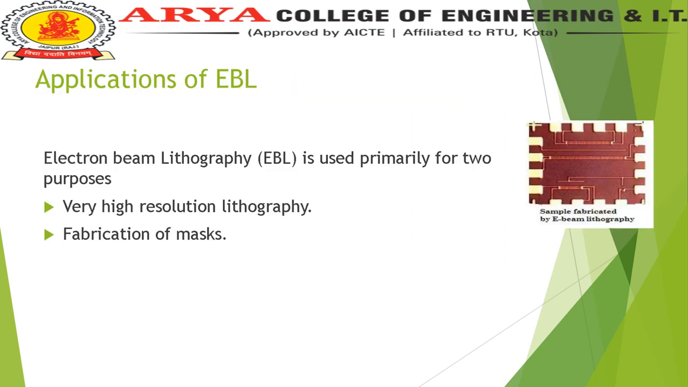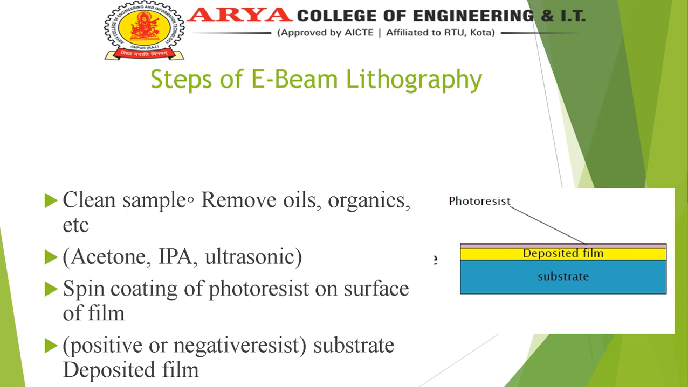Application of electron beam lithography: it is used primarily for two purposes, very high resolution lithography and fabrication of masks. First, clean the sample, removing all organics, etc. Then spin coating of photoresist on the surface, positive or negative resist, and deposit the film. The electron beam lithography process is almost the same as the photolithography process. They only use different materials, and the pattern design will be changed.